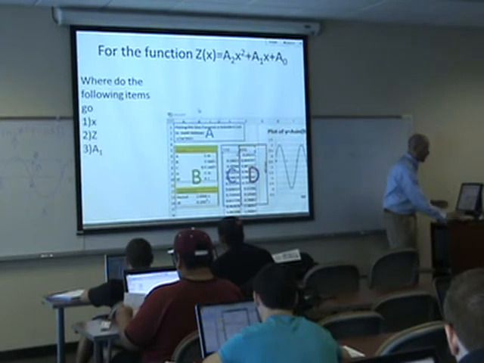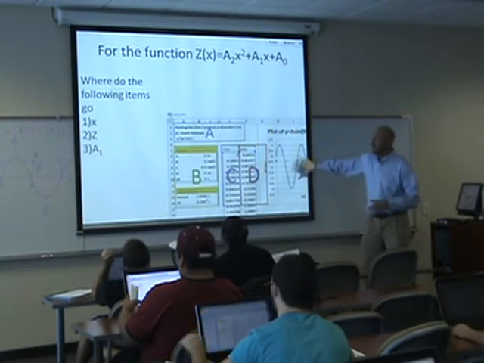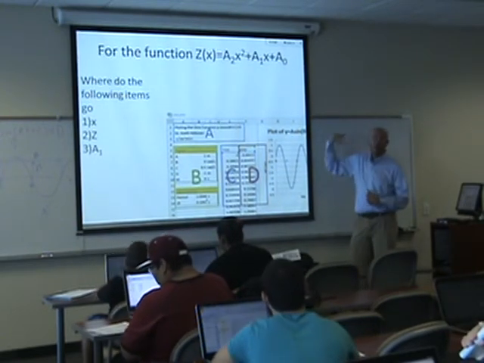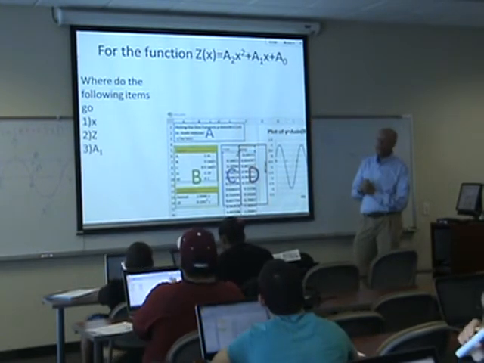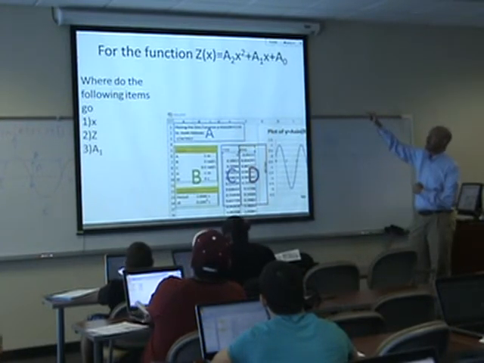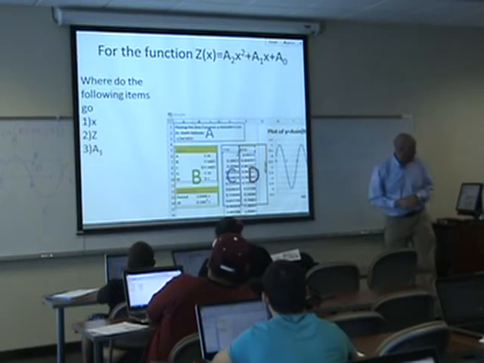All right, so now a clicker question. This is what we did in the past, this is the first slide. Now we want to plot a new function, our z function. z is a function of x, and it's a2 x squared plus a1 x plus a0. How are we going to set up our spreadsheet?